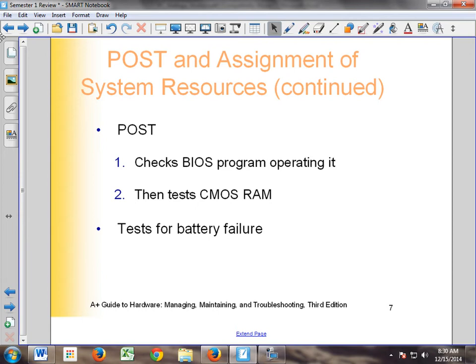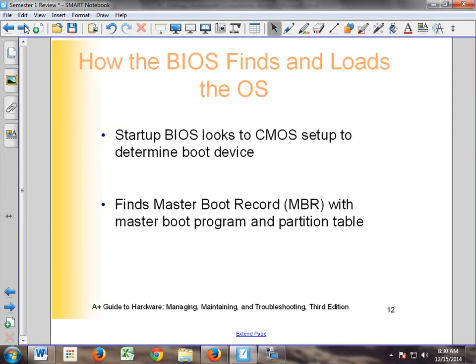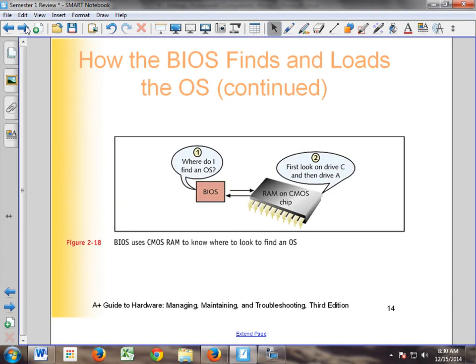I didn't say test for battery failure, but it will give you an indication if you get a battery failure, and it's the CMOS battery that holds information in the CMOS RAM. We didn't even go over this, the actual location of the boot record, but it's on the RAM on the CMOS chip. It is where BIOS saves the configuration start data.